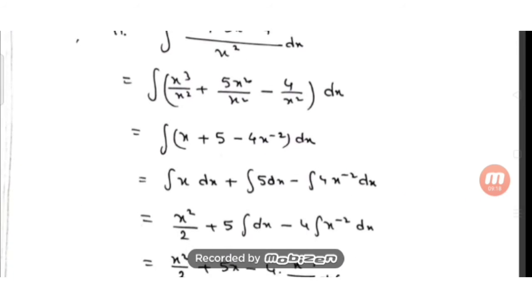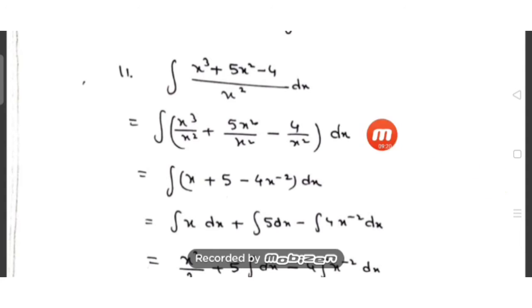Okay? Now question number 11. Here you see x cube plus 5x square minus 4 divided by x square. There is no division rule in integration, but by algebraic division we can divide it. A single expression is there, so we can divide the polynomial by the monomial term-wise: x cube by x square, 5x square by x square, minus 4 by x square. After division we have done the simplification. That is, x cube by x square is x, the x square cancels out, plus 5 will be there, minus 4 by x square.